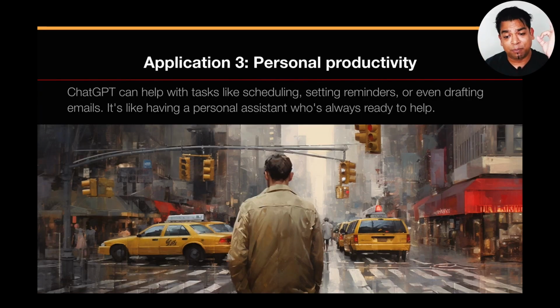And number three, personal productivity. ChatGPT can help with tasks like scheduling, setting reminders, or even drafting emails. It's like having a personal assistant who's always ready to help. And while you're here, you're going to come across a really dear friend of mine, Amy Yamada. And she taught me a really good personal productivity hack, which I want to give her credit for.